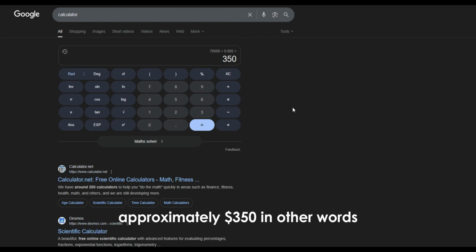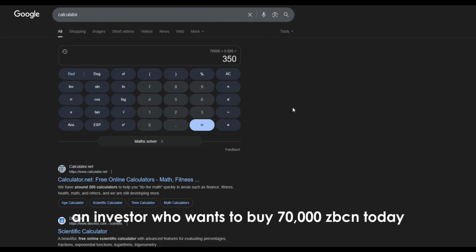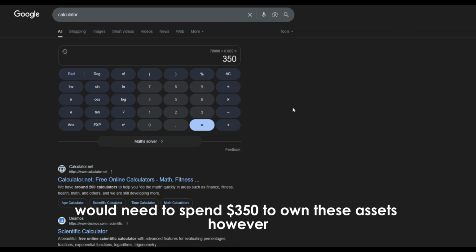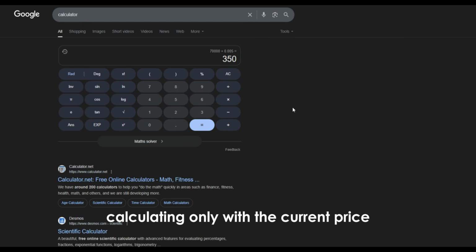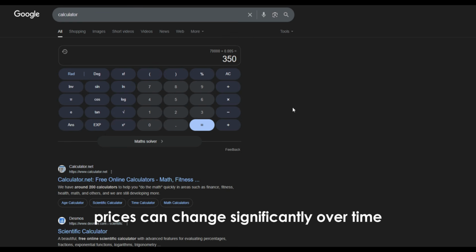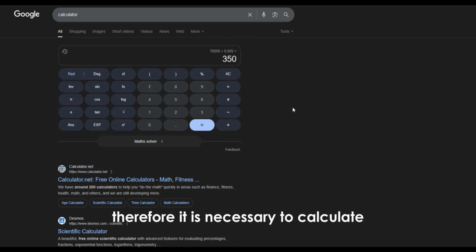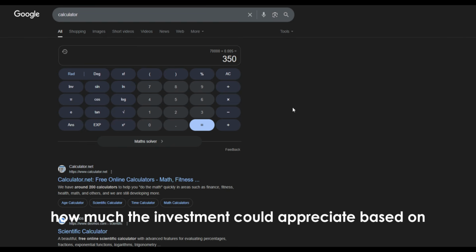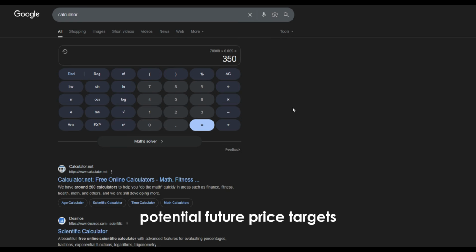In other words, an investor who wants to buy 70,000 Zbcn today would need to spend $350 to own these assets. However, calculating only with the current price is not enough to understand the real potential of the investment. Due to the dynamic and volatile nature of cryptocurrency markets, prices can change significantly over time. Therefore, it is necessary to calculate how much the investment could appreciate based on potential future price targets.